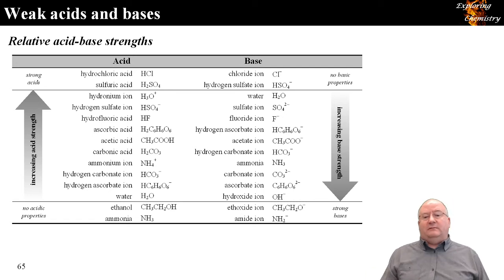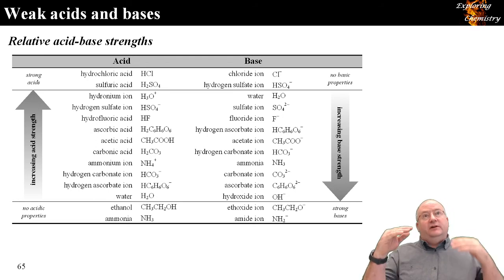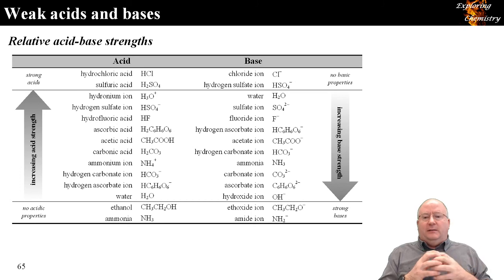My apologies. The strong bases are on the bottom right. Their conjugates do not have any acidic properties. In the middle is a list of weak acids and bases. Between those two lines, everything is weak, and there's an equilibrium constant associated with each of them. Now, of the weak acids and bases, there is a relative strength associated with them.